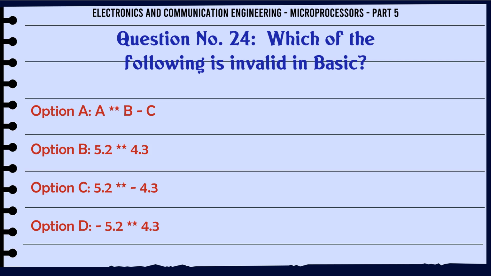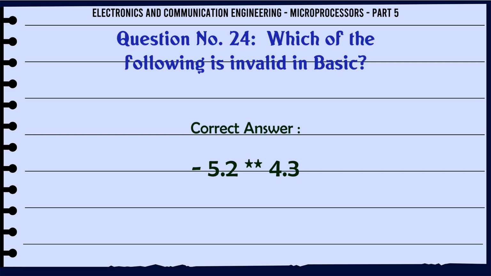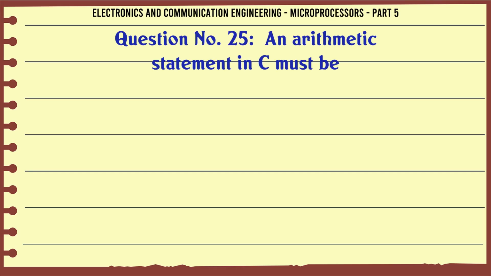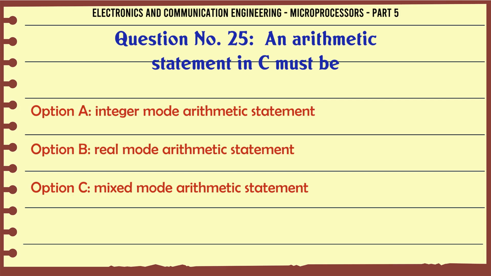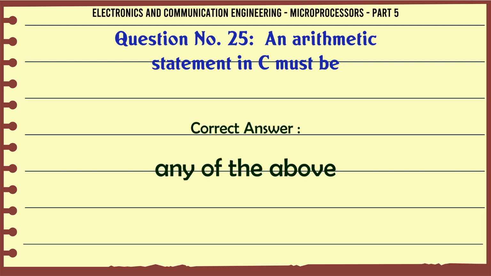5.24.3. An arithmetic statement in C must be A. Integer mode arithmetic statement. B. Real mode arithmetic statement. C. Mixed mode arithmetic statement. D. Any of the above. The correct answer is any of the above.